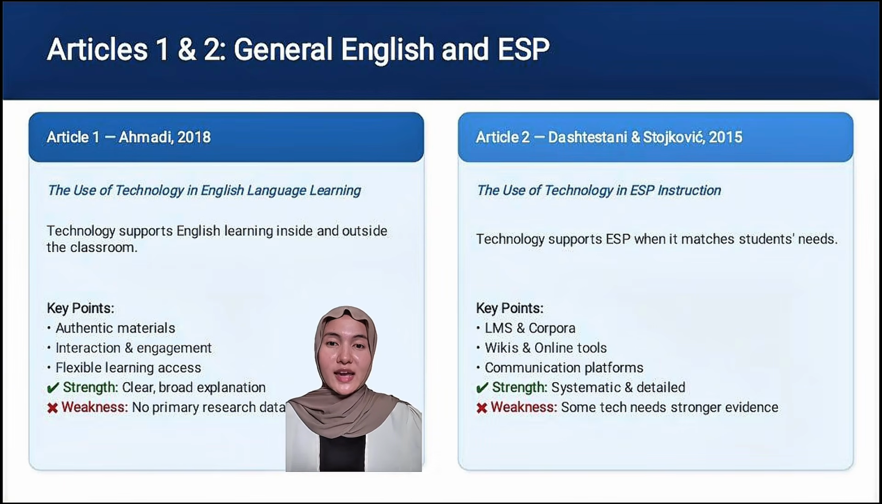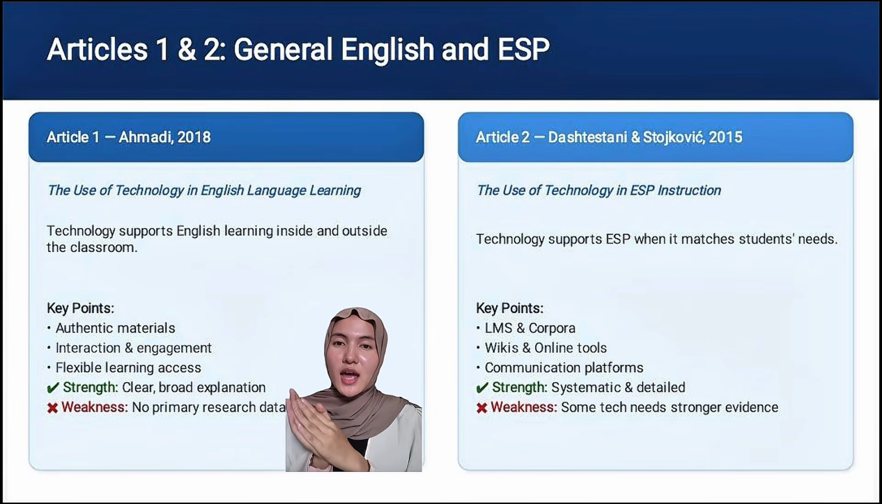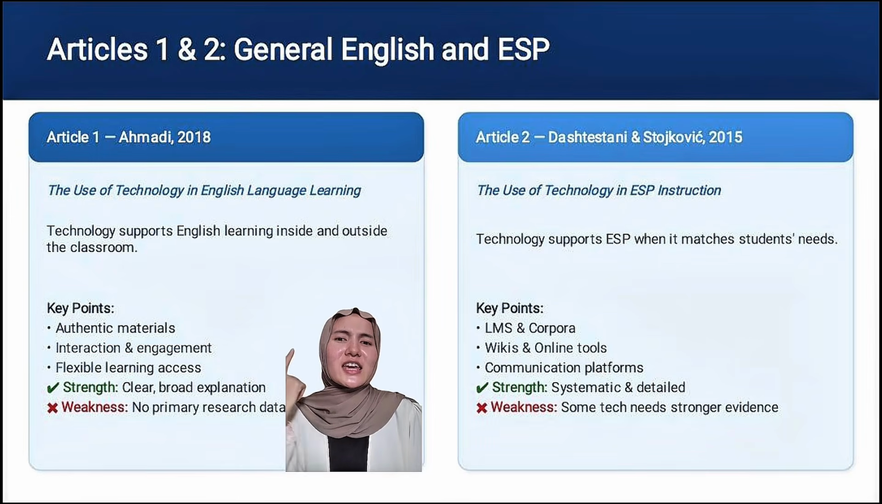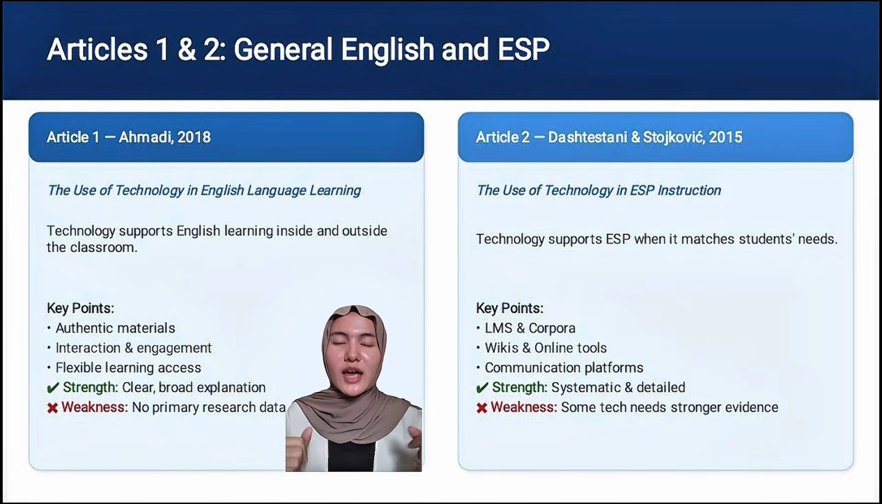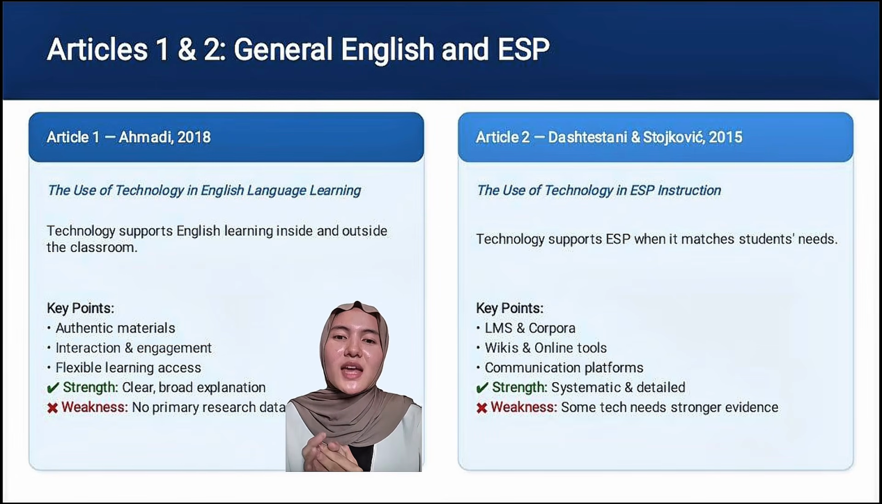And I will explain the first article by Ahmadi, published in 2018. This article explains the use of technology in English language learning. The main idea is that technology can support learning both inside and outside the classroom. Technology can provide authentic materials, increase interaction, and make learning more interesting. The strength of this article is that the explanation is clear and broad. However, the weakness is that it doesn't use primary research data. Overall, this article is useful because it gives a general understanding of how technology can help English learning.